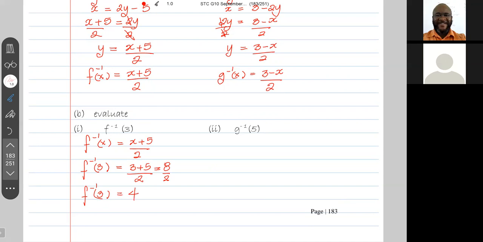I want you to find g inverse of 5, given that g inverse of x is 3 minus x over 2.